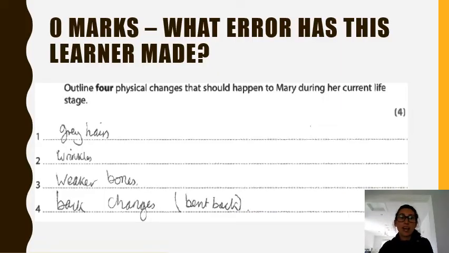This learner has gained 0 marks, and what error has this learner made? So let's have a little look. Outline 4 physical changes that should happen to Mary during her current life stage. So we know that she was 13. Okay, so have a quick look now. What errors has she possibly made?